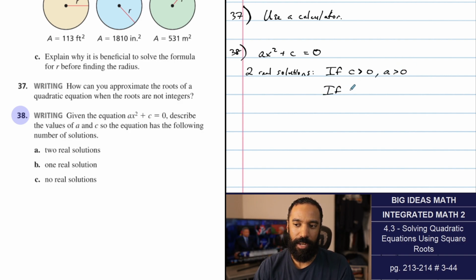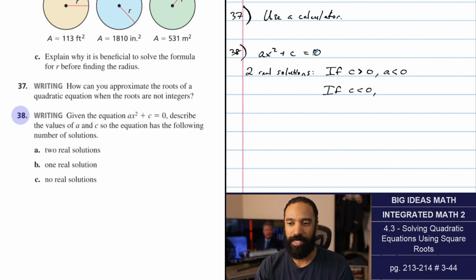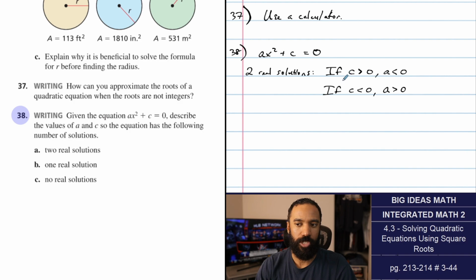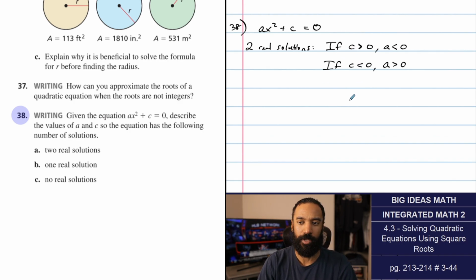If c was a negative number to begin with, then a would also have to be negative, because I'm sorry, if c was greater than 0, a would have to be less than 0. A would have to be a negative number in this case. If c was less than 0 and negative, then I'd be adding it over. Then a would have to be a positive number to counter that and make that happen. So those are the two ways that I think we can talk about that for two real solutions.